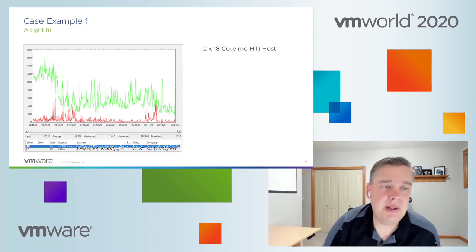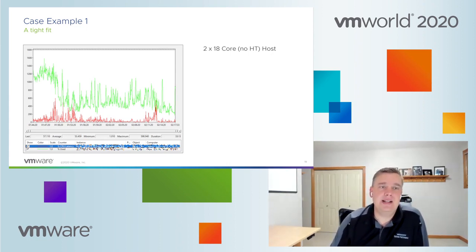So let's talk about a couple of examples, and a shout out to Valentine here for providing some of the data around these couple of use cases we'll talk about. Let's build out and take a look at what we see on the screen here. First of all, let's lay some ground. This host that we're looking at is 2 by 18 cores. We have no hyper-threading available.